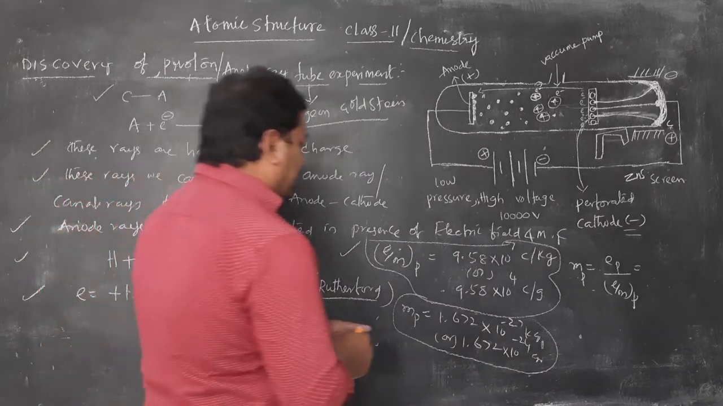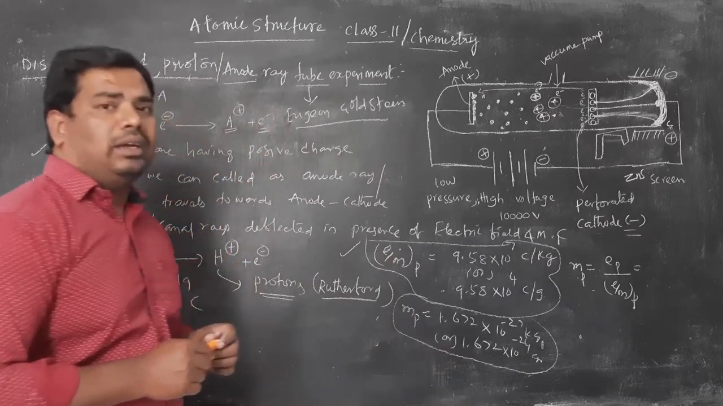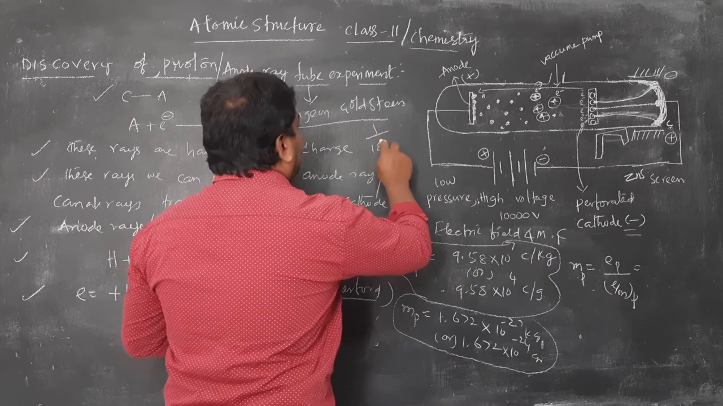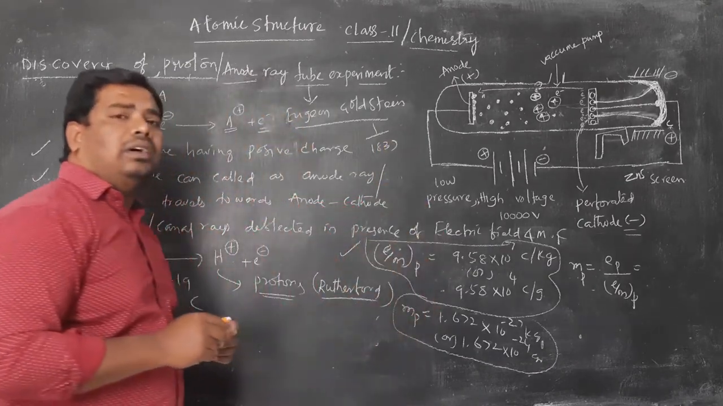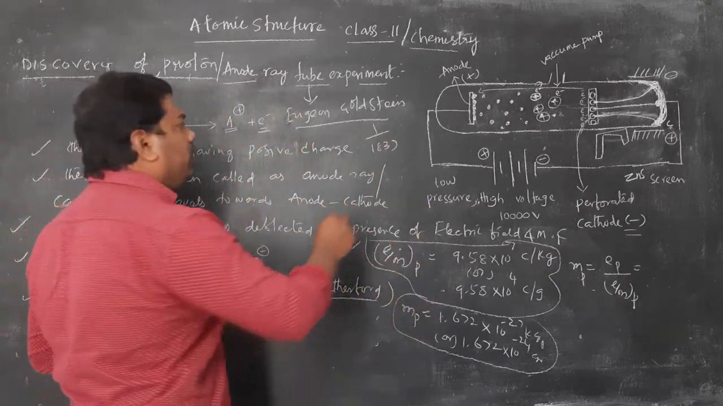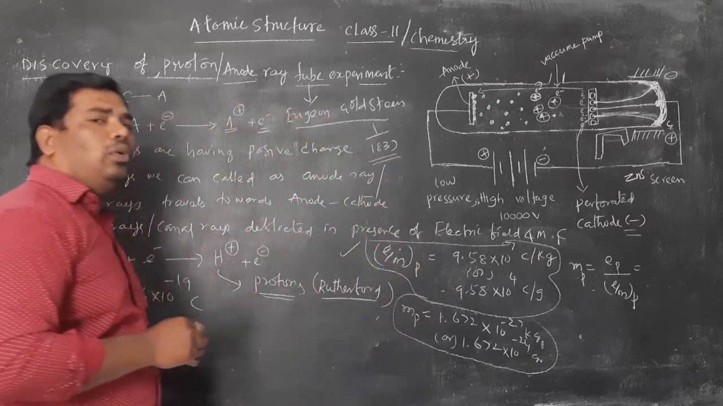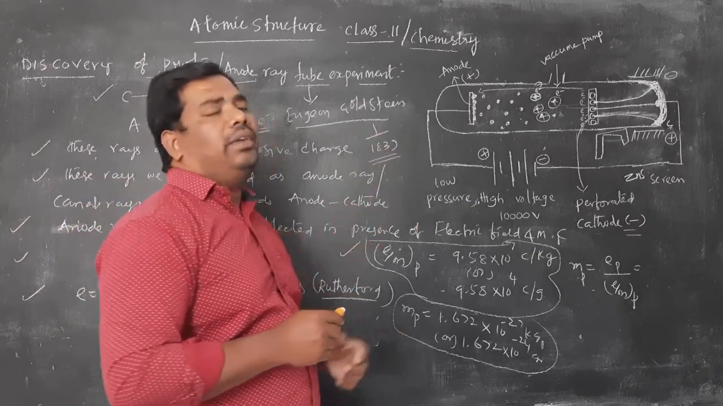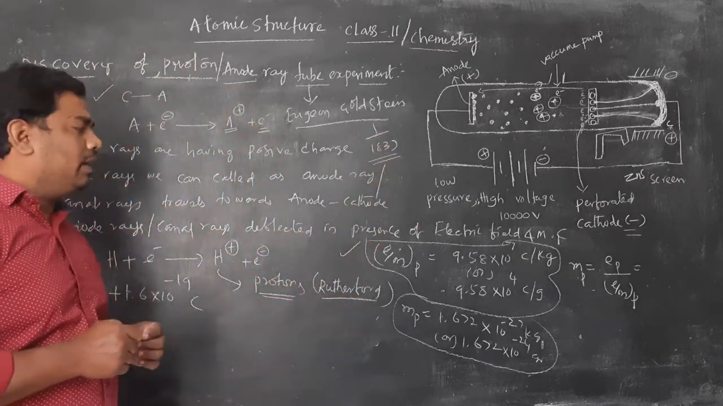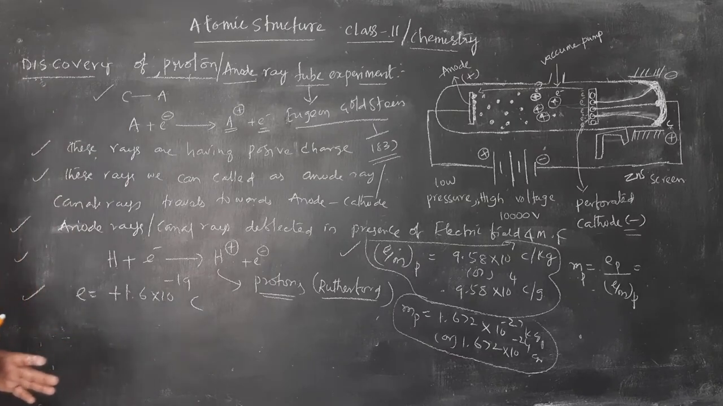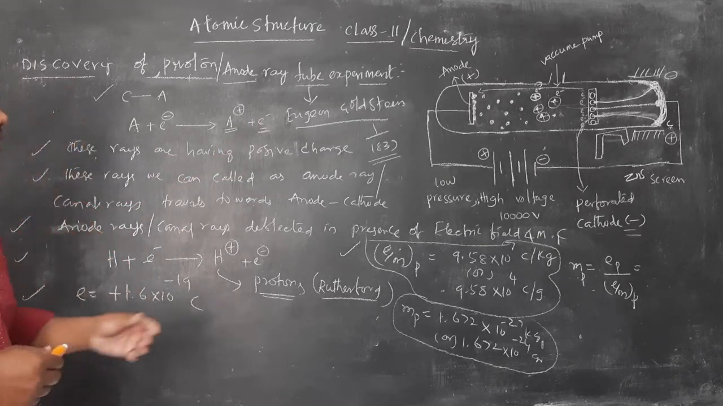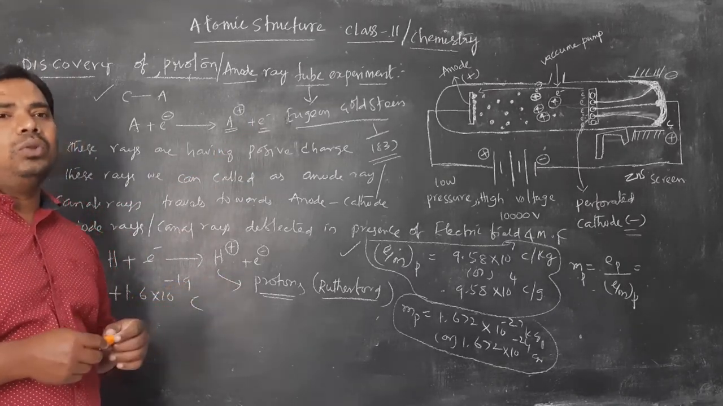Okay, clear student. And also he concludes that the mass of proton is 1 by 1837 heavier than the mass of electron. So here the mass of proton is 1 by 1837 part heavier than the mass of electron. So this is the discovery of a proton, or we can call it the anode ray tube experiment, was done by Eugen Goldstein, and the name of proton was suggested by the scientist Rutherford.